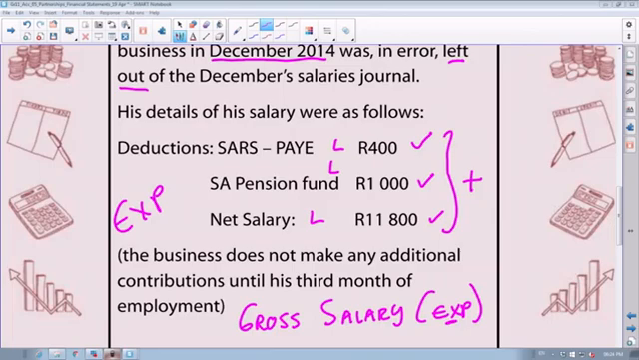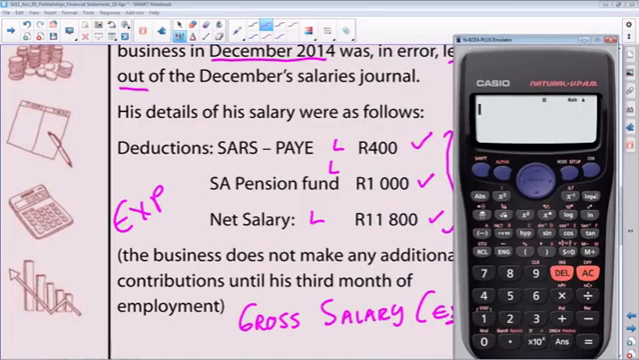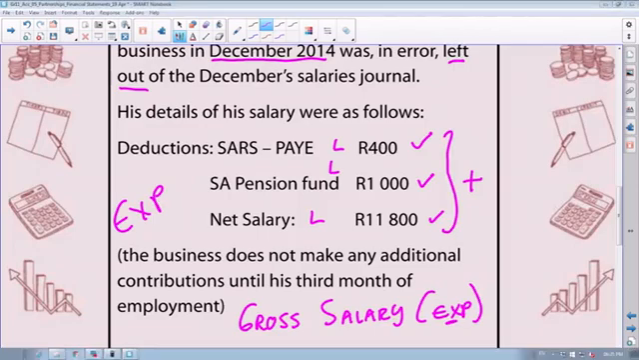So all we're going to do is add these figures to get our gross salary. So let's get the calculator out. Right, so let's add. We've got 400, SARS PAYE, plus the pension fund, an amount of 1,000, plus the net salary 11,800, and that gives us our gross salary of 13,200 that wasn't taken into account. So let's do that.